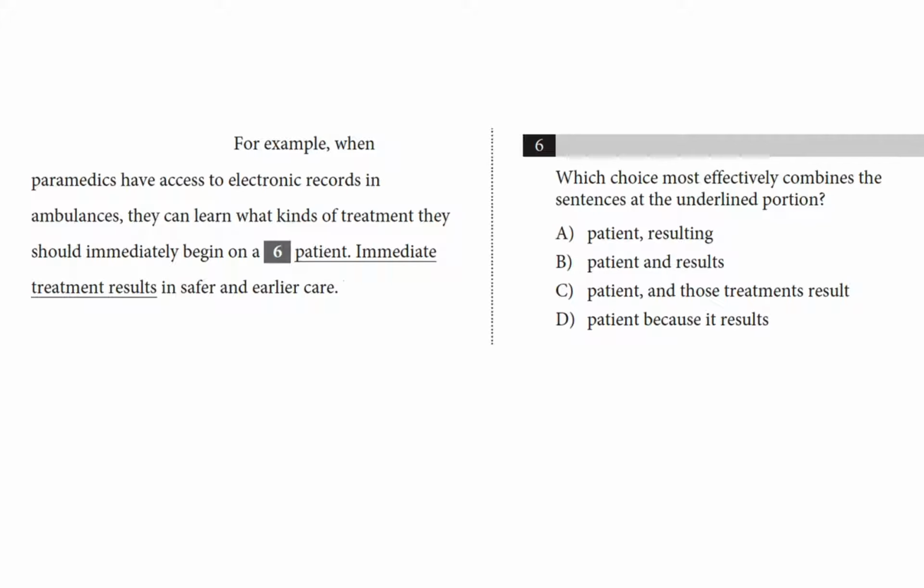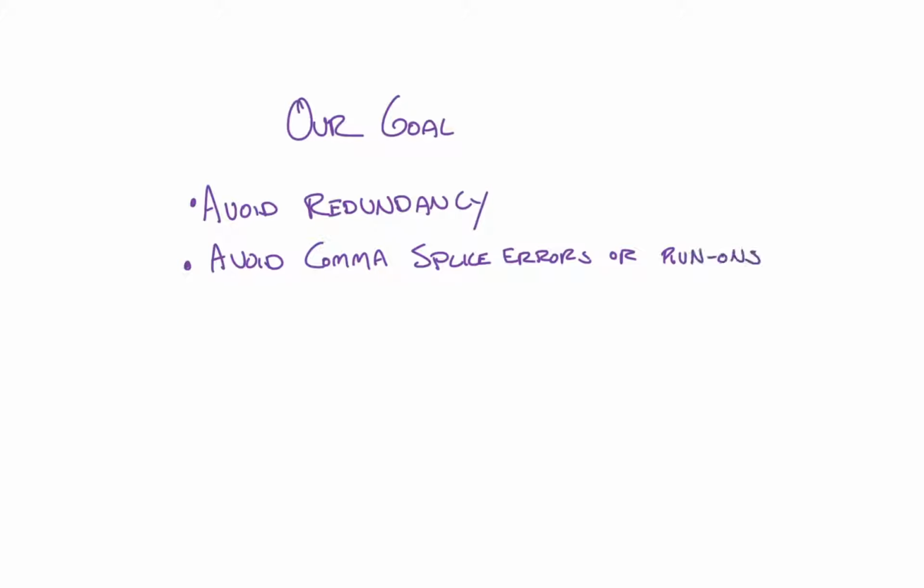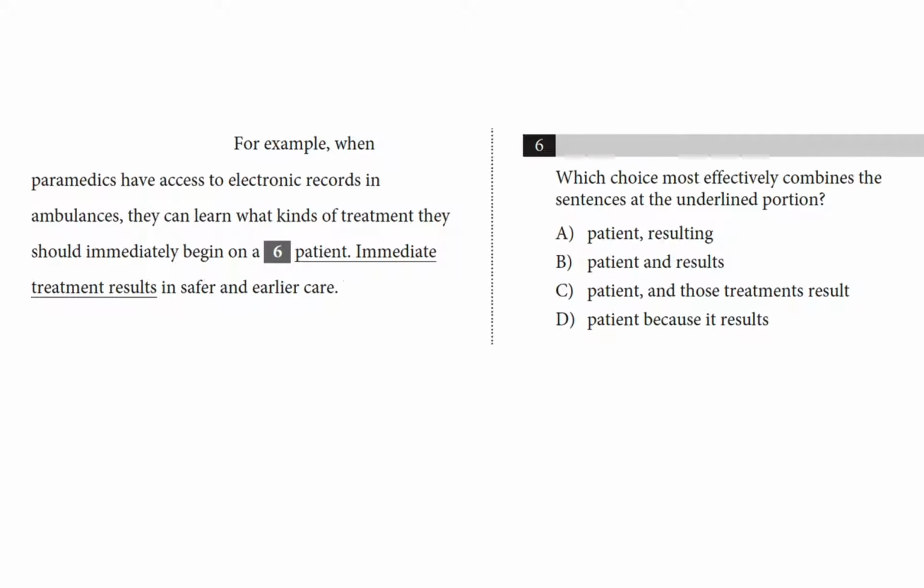So our choices are A, patient, comma, resulting; B, patient and results; C, patient, comma, and those treatments result; and D, patient because it results. So we want to do several things at once in questions like these. We want to avoid redundancy, we want to avoid comma splice errors or run-on sentences, and we want to link clauses in a way that makes sense. Let's go back to the question. So we can eliminate any choices that contain grammar errors, and it's important to remember that we can't do questions like these by just looking at the choices by themselves. We need to read each choice through in its context.